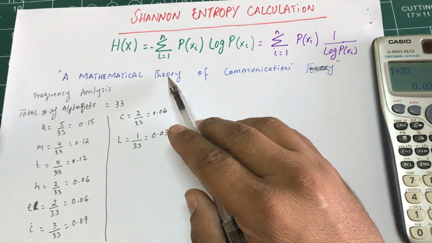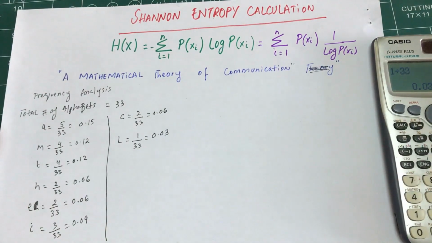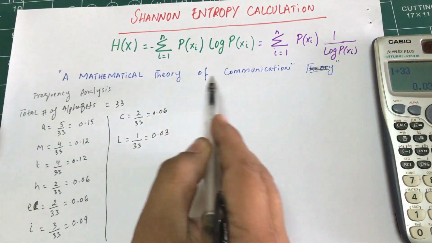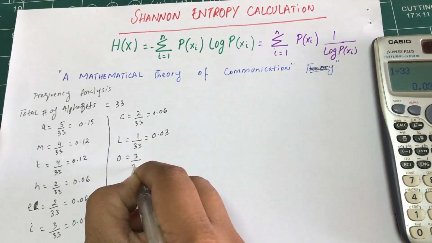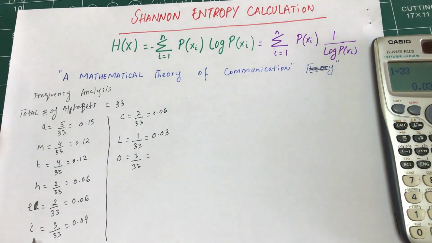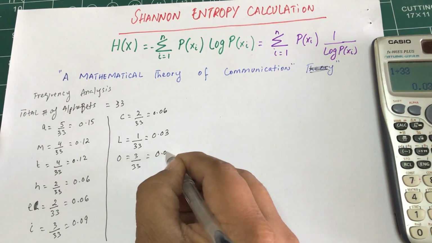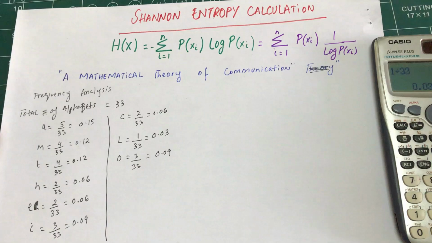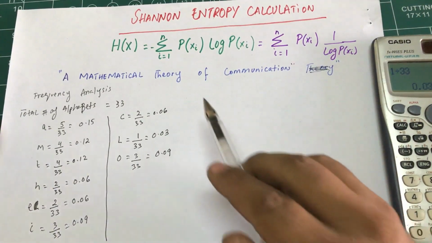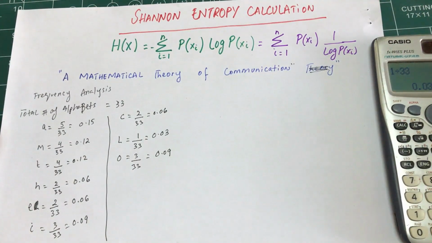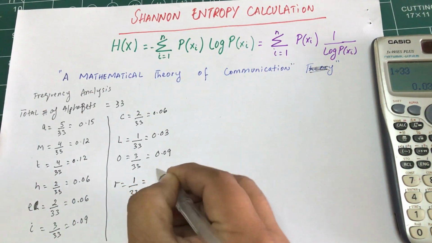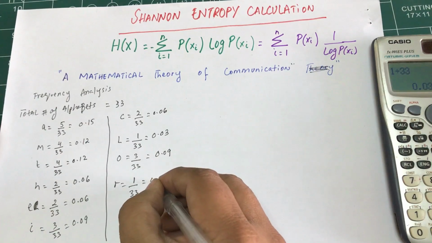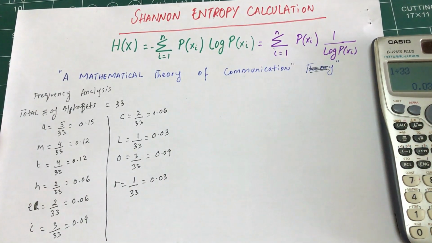What about O? O has occurred 1, 2, 3 times. So O is 3 over 33. So 3 we already calculated to be 0.09. The probability of that is 0.09. What about R? R has occurred 1 time. So R is 1 over 33. So this would be 0.03.